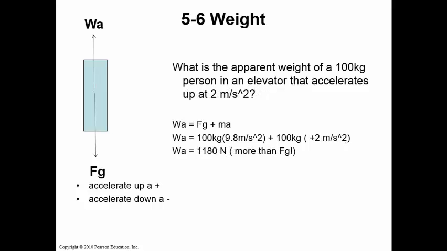If I reverse this and I accelerate upward, I'm going to feel heavier. If I plug in a positive 2 meters per second squared, I get an apparent weight of 1180 newtons, which is more than my weight. And that makes sense. If I'm accelerating upwards, the elevator is pushing harder on my feet. But what if I'm not accelerating at all? What if I'm moving upwards at a constant speed? Then my acceleration will be 0, because a constant speed means you're not getting any faster or slower. And so it would just be equal to my weight.